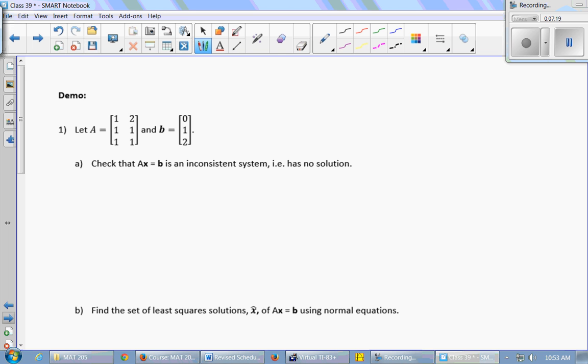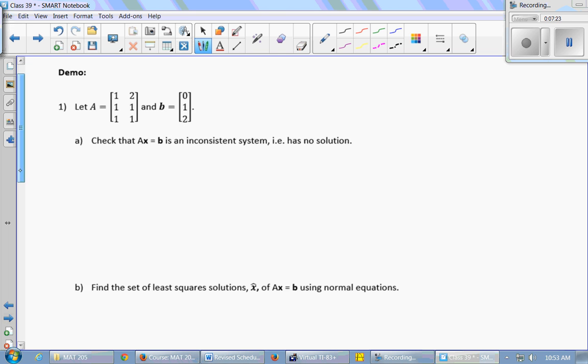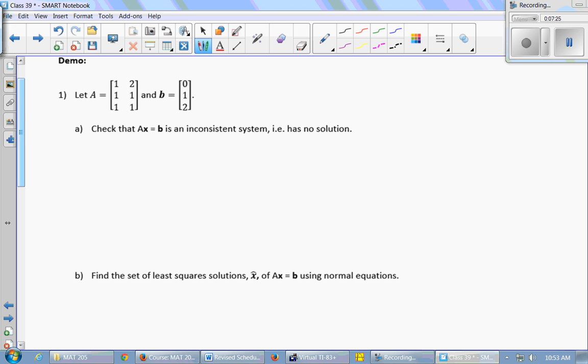All right, so we'll do an example, and then you've got a few examples to do on your own. So A is going to be this matrix 1, 2, 1, 1, 1, 1. B is 0, 1, 2. If I wanted to solve the equation Ax equals B, it turns out there's no solutions. How would you go about trying to solve the system Ax equals B?